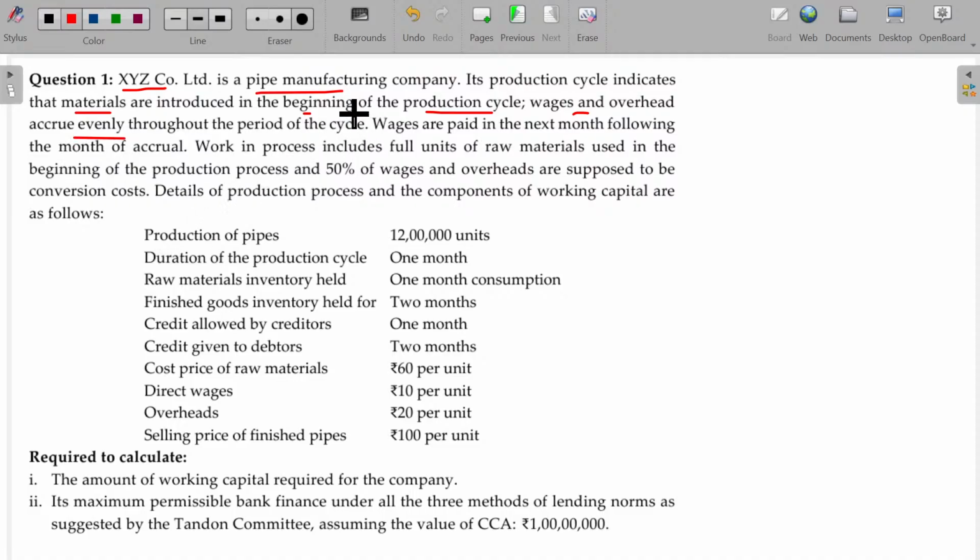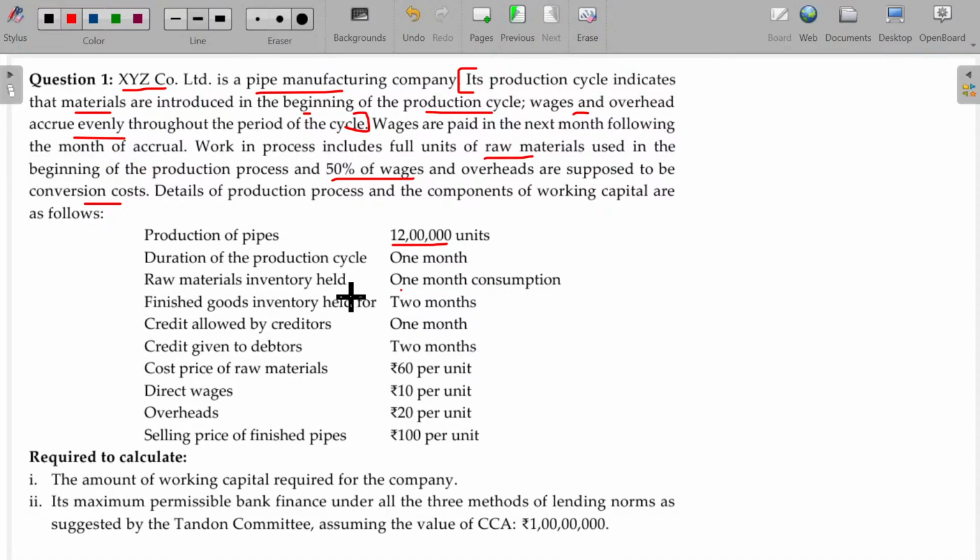So this represents the value required for calculating work in progress stock. Wages are paid in the next month following the month of accrual, so wages will be paid with one month delay. Work in progress includes full units of raw materials used in the beginning of the production process, and 50% of the wages and overheads as conversion cost. Details: production of pipes is 12,000 units, duration of the production cycle is 1 month, and raw materials are 1 month consumption. Everything is given.